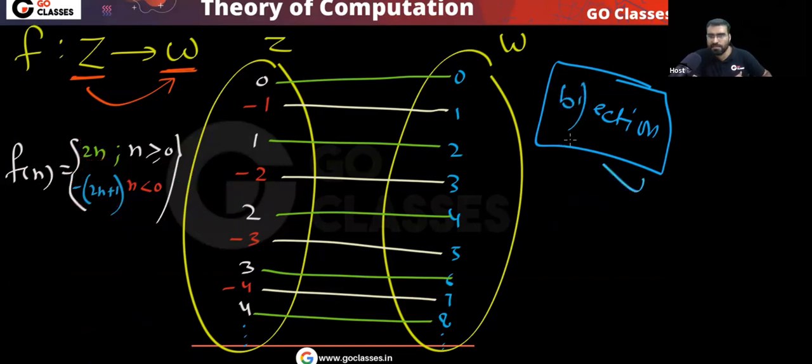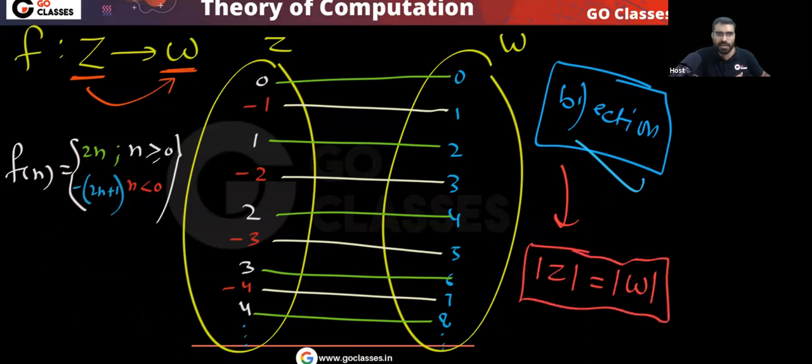So this is a bijection. And because a bijection exists, integers and whole numbers have the same size. Integers and whole numbers have the same size because a bijection exists.